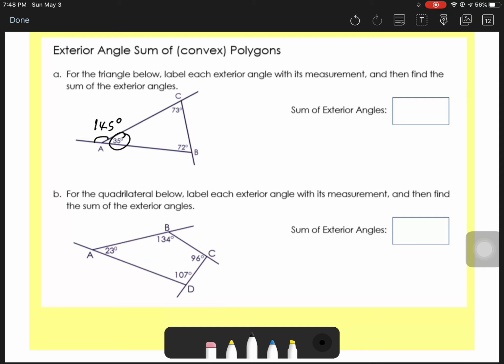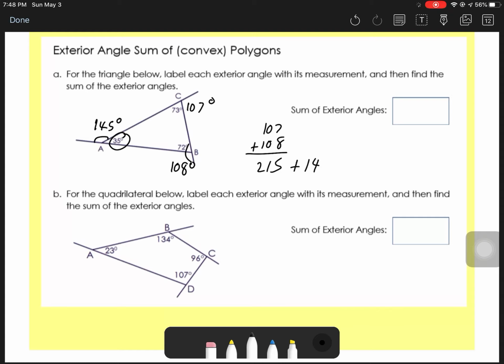And then up here, we'll go to angle B. Same concept. These two together should form 180. So if we take 180 minus 72, we get 108. And then 180 minus 73 gives us 107. So interestingly enough, you add these together, 107 plus 108 is going to give us 215.